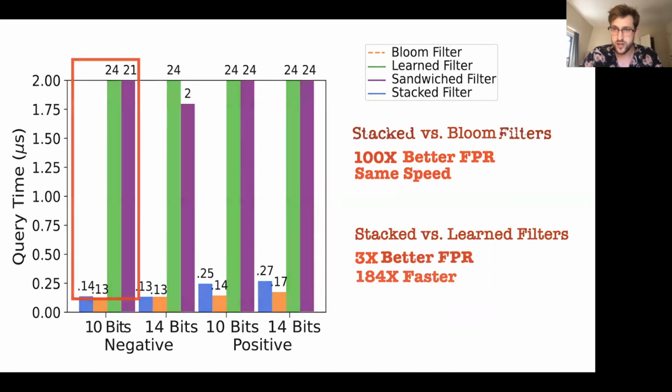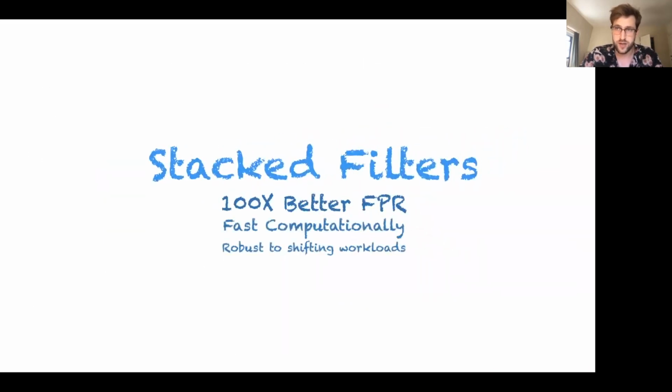So we see that generally stacked filters achieve much better FPR, doing 100x better than traditional filters, and they retain all the advantages of traditional filters. That is, they're fast computationally and they're robust to shifting workloads, remembering that we kept that false positive rate of epsilon on all infrequently queried negatives as well.